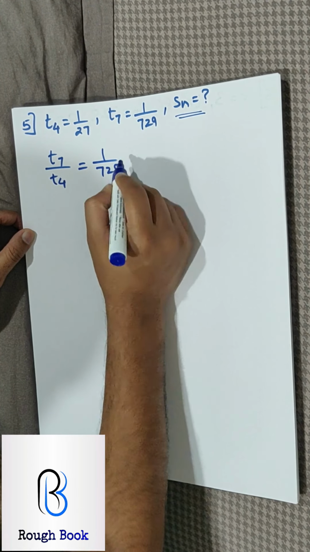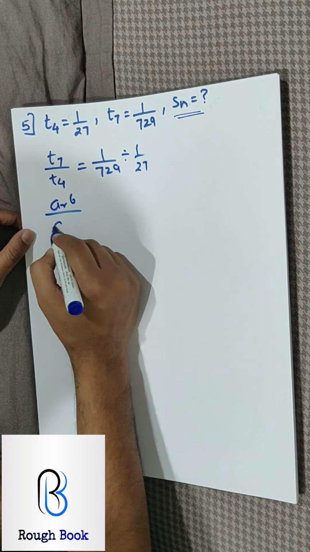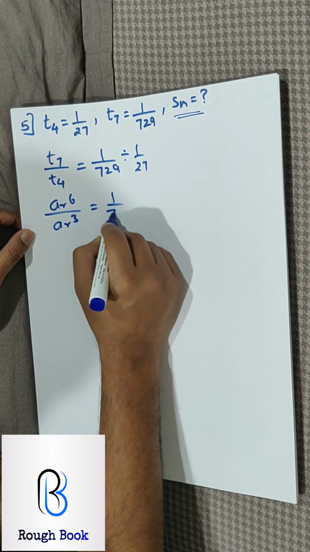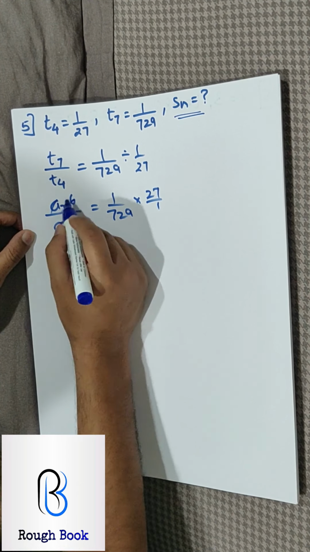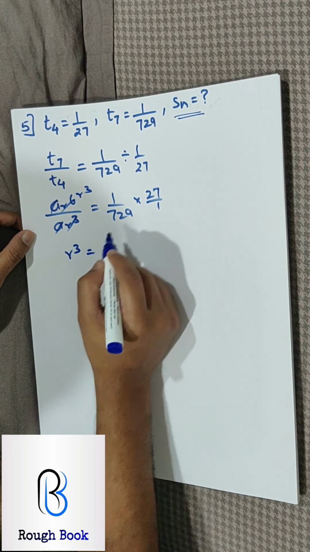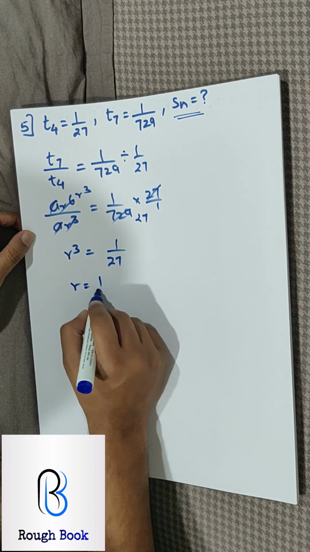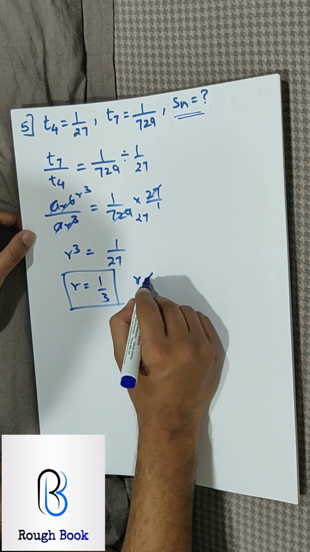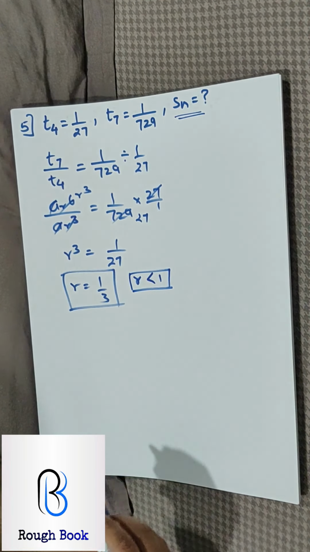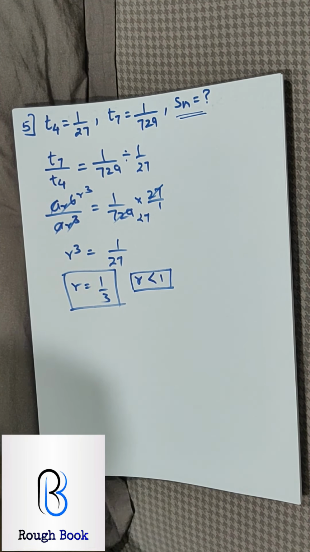1 by 729 divided by 1 by 27. So this is going to be ar^6 over ar^3, which is 1 by 729 into 27 by 1. So a goes off, r cube I get 27 times, so my r becomes 1/3. So now your r is less than 1 in this case. So you exactly know now what formula to apply since it is less than 1.